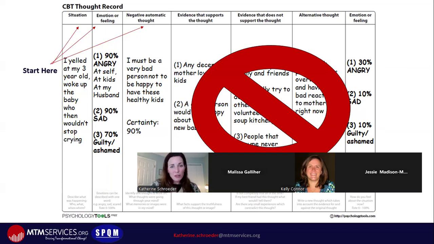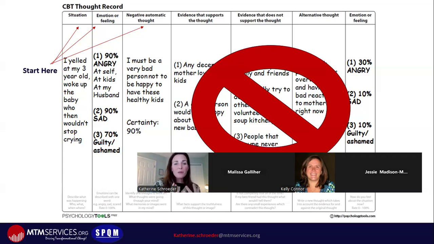So I'm going to tell that person, you are not going to go over these pieces that go beyond identification. You're not going to go into that. We're going to start with what we would normally consider the ABC: the activating event, the belief, and the consequences. In this case, it's looking at the situation really as your activating event, the emotion or feeling being the consequences, and the negative automatic thought being the belief.